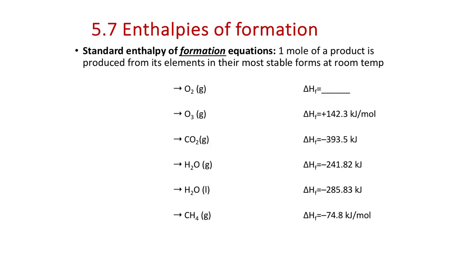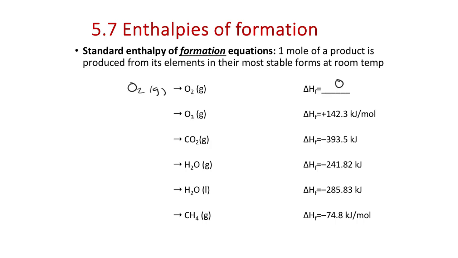There are going to be a few, like phosphorus or tellurium, that get complicated, so we're only going to focus on the key elements here. Like O2, the most stable form of oxygen at room temperature is the O2 molecule. So O2 gas would be formed from itself, and therefore is defined to have a 0 delta HF.